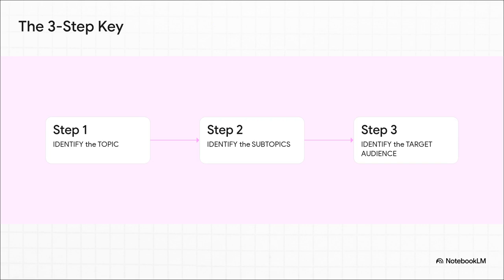And here it is. This simple, three-step process is your secret weapon. Step 1, identify the main topic. Super simple. What's it generally about? Step 2, pinpoint the subtopics. These are the specific points you absolutely have to talk about. And step 3, this is the big one, identify your target audience. Who are you writing to? Answering this one question changes everything: your tone, your style, your vocabulary.